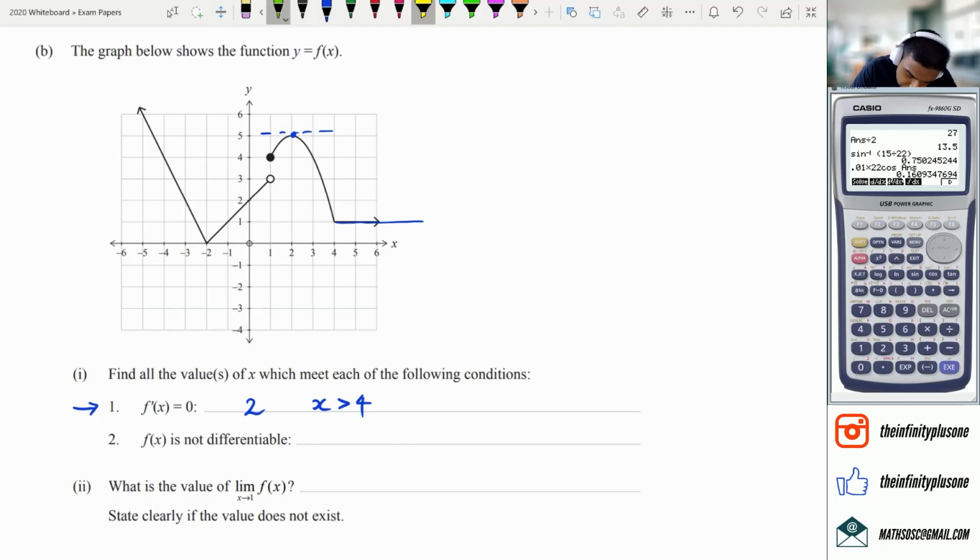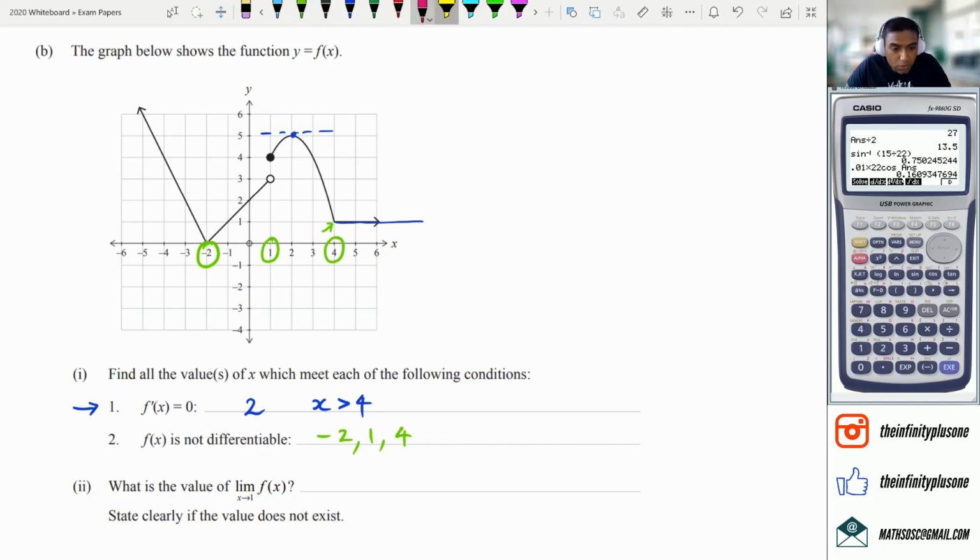Then the second question is this. The second question is f(x) is not differentiable. So that means where are the corner points and where are disconnected areas as well. So we can say that it's at -2, +1, and 4 because it's a corner point right there. So we're going to write this as -2, 1, and 4.